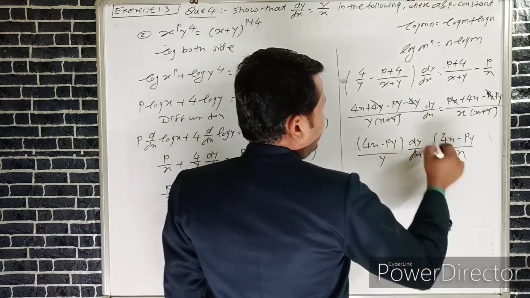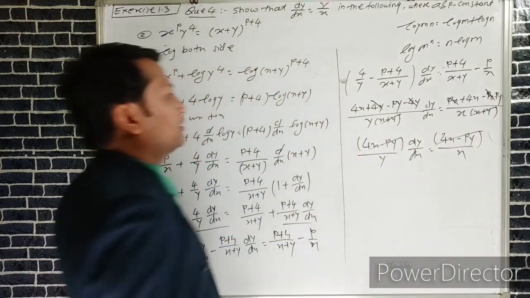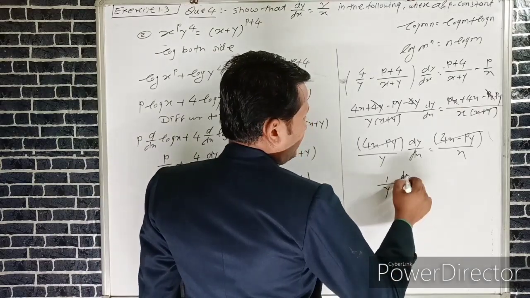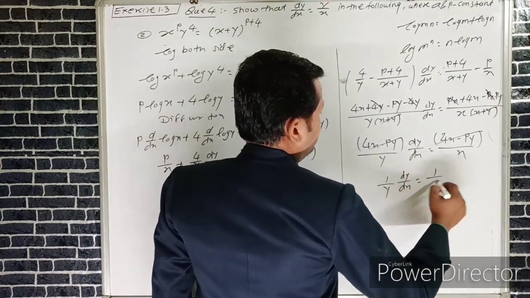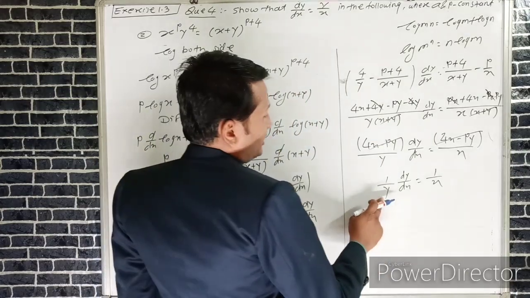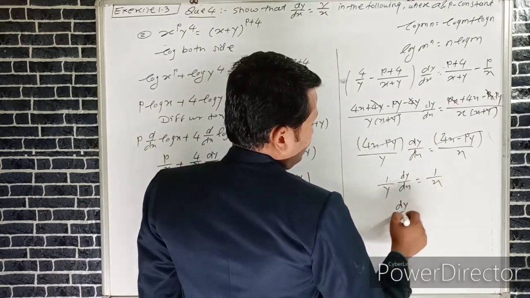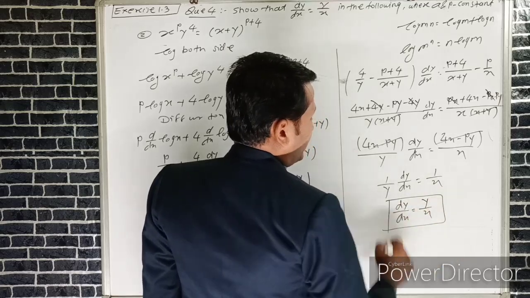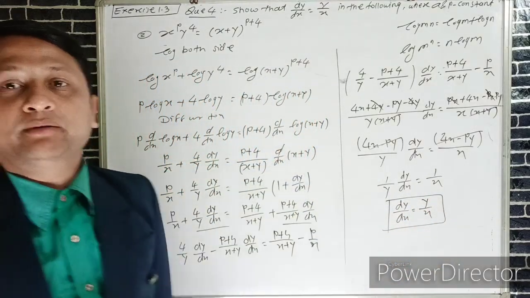Here both the brackets are similar, so they get cancelled. Remaining terms: 1 by y dy by dx is equal to 1 by x. If we take y to the right side, then we can write dy upon dx is equal to y by x, which is the required derivative dy upon dx.